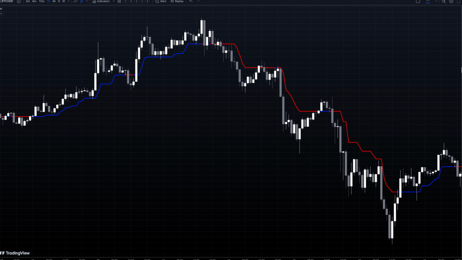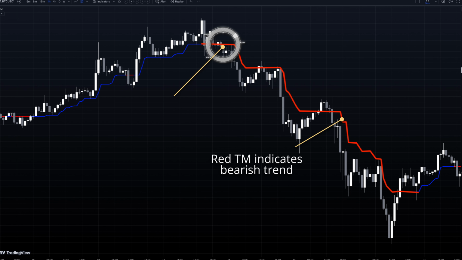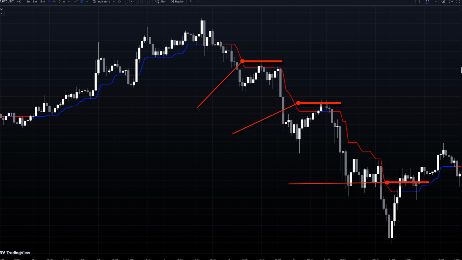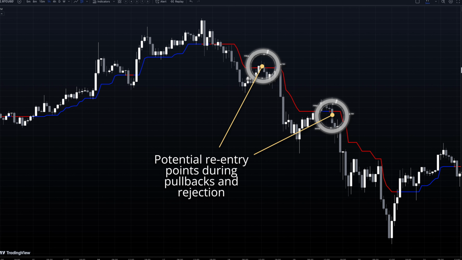On the other hand, when the Trend Magic line turns red, indicating a bearish trend, you could look for short opportunities. If the price is below the line, consider entering a short position. Again, the Trend Magic line serves as dynamic resistance, so you might place your stop loss just above the line, moving it lower as the downtrend continues. A cross below the Trend Magic line after a pullback could also signal a good entry for a short.